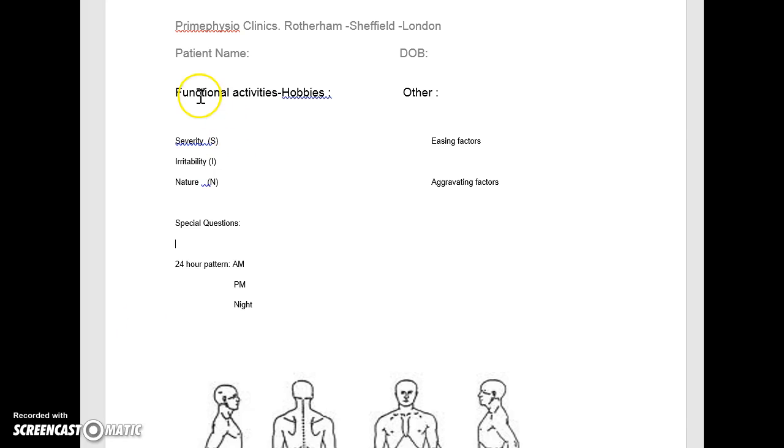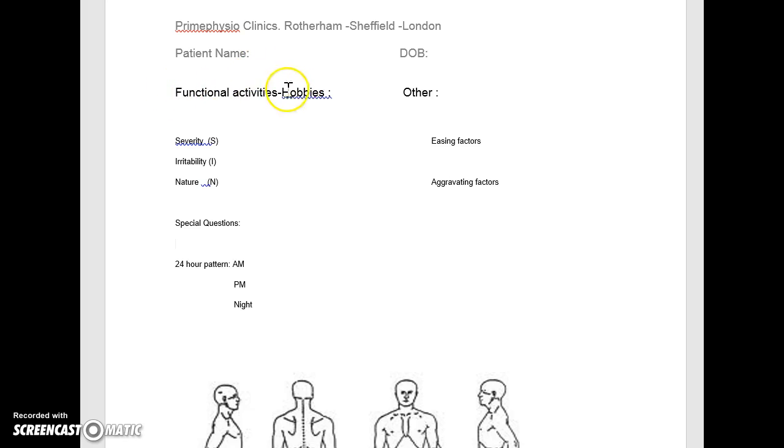The first bit of this assessment sheet is a common one that's always used in any other assessment sheet. Just gathering information about patient name, date of birth, functional activities, hobbies, or any other relevant information like marital status, or job, or any other relevant information that you might feel important to know about the patient.